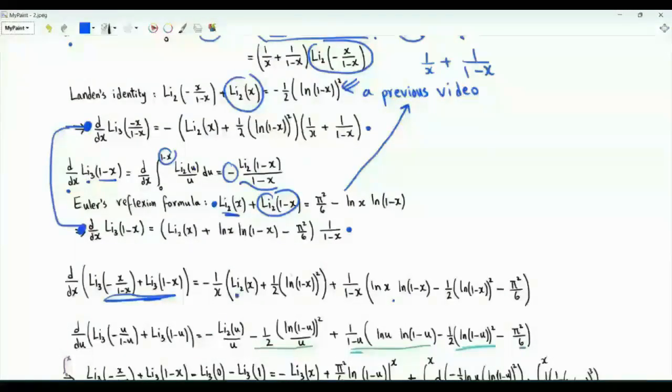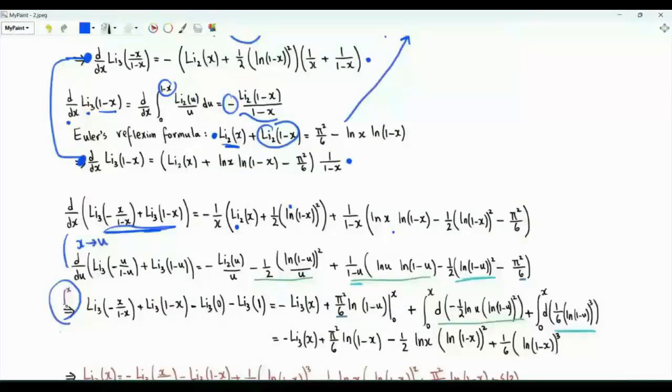On the right-hand side, we have the dilogarithm and logarithm functions. Replace x by u. Integrate from 0 to x. The integral of this side gives the trilogarithm of -x over 1 minus x minus the trilogarithm of 0, which is 0, plus the trilogarithm of 1 minus x minus the trilogarithm of 1, which is zeta of 3.